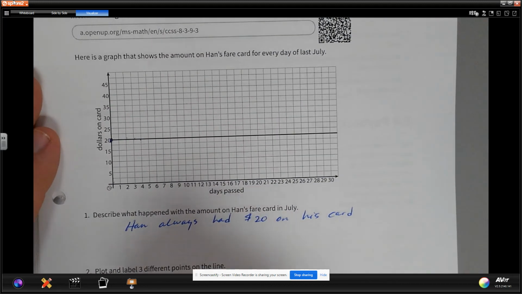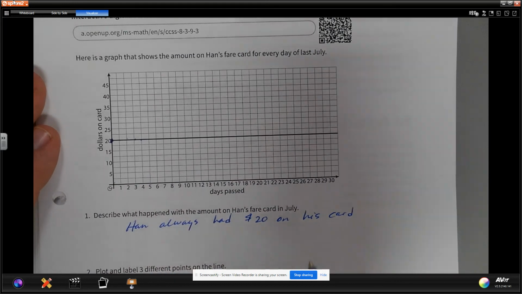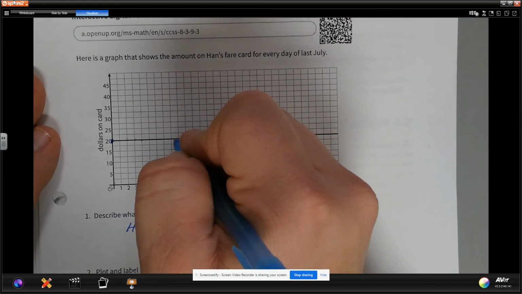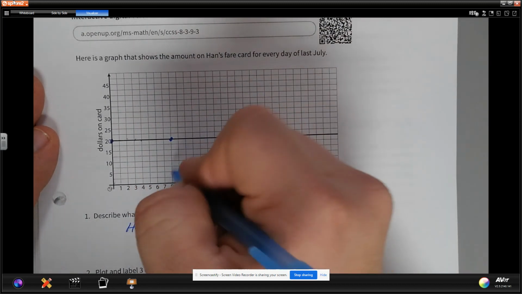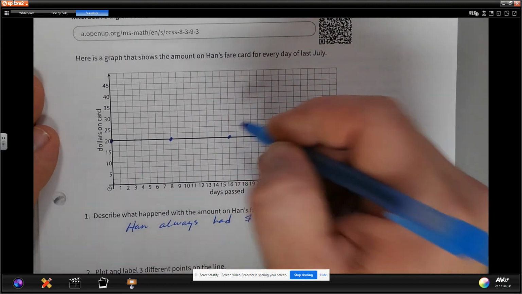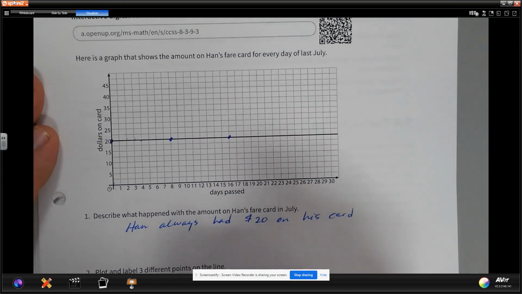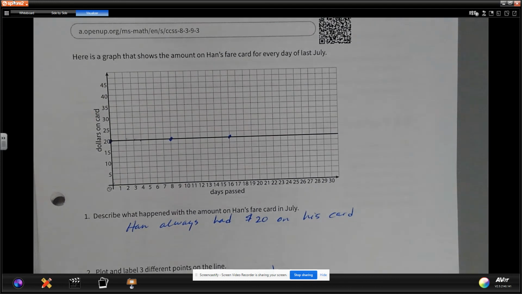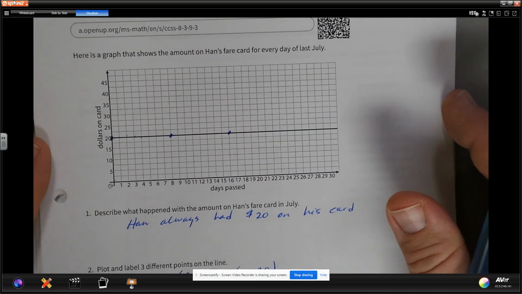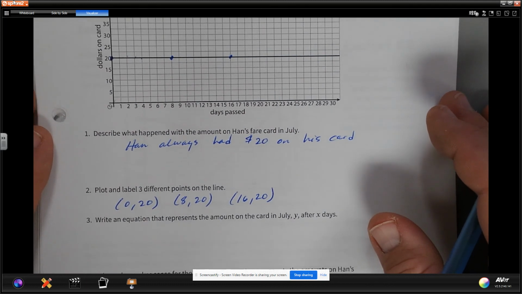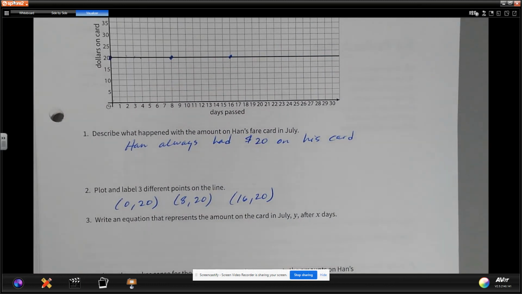But in this case, if we plot and label 3 points on the line, well, we already have 0, 20. Let's go ahead and we'll put one right here. That one right here is 8 and 20. And we'll go ahead and put one more over here. It is 16 and 20. Now, sorry, I didn't show those. We have to write an equation that represents the amount of money that was on the card.